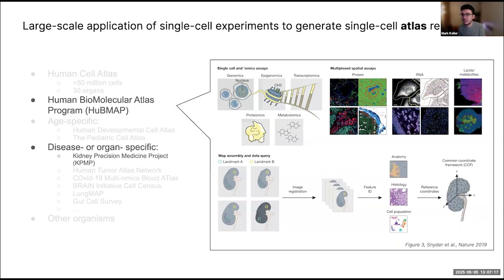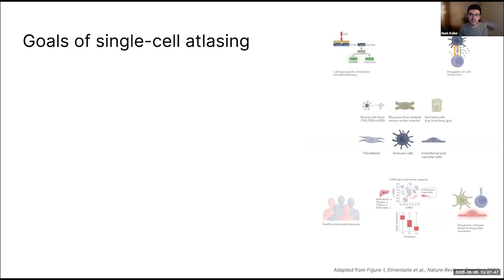There are large-scale atlas generation efforts like the Human Biomolecular Atlas Program, or HuBMAP, as well as disease or organ-specific efforts such as the Kidney Precision Medicine Project, or KPMP, which are using many different single-cell technologies, including those which are spatially resolved, to generate maps of, for example, human organs. There are many goals of this work, but some goals are related to experimental design.